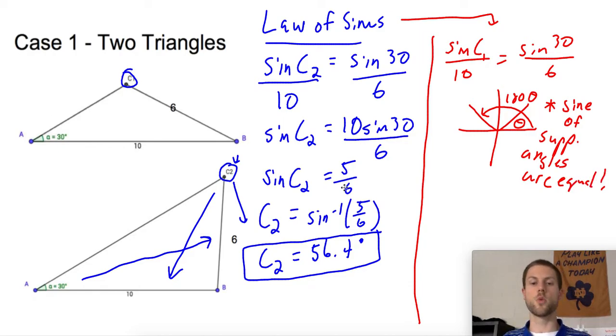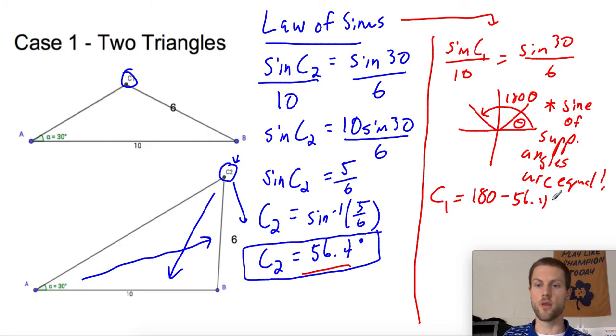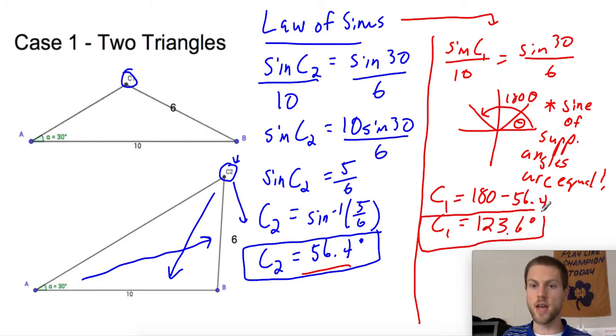So what does that tell us? Well, if this 56.4 was the acute angle for C2, then my obtuse angle C1 should equal 180 minus that reference angle, 56.4 degrees. So C1 is 123.6 degrees. And you can check that: the sine of 123.6 is the same as the sine of 56.4. So in this case, we can make 2 triangles with this fixed angle side-side configuration.